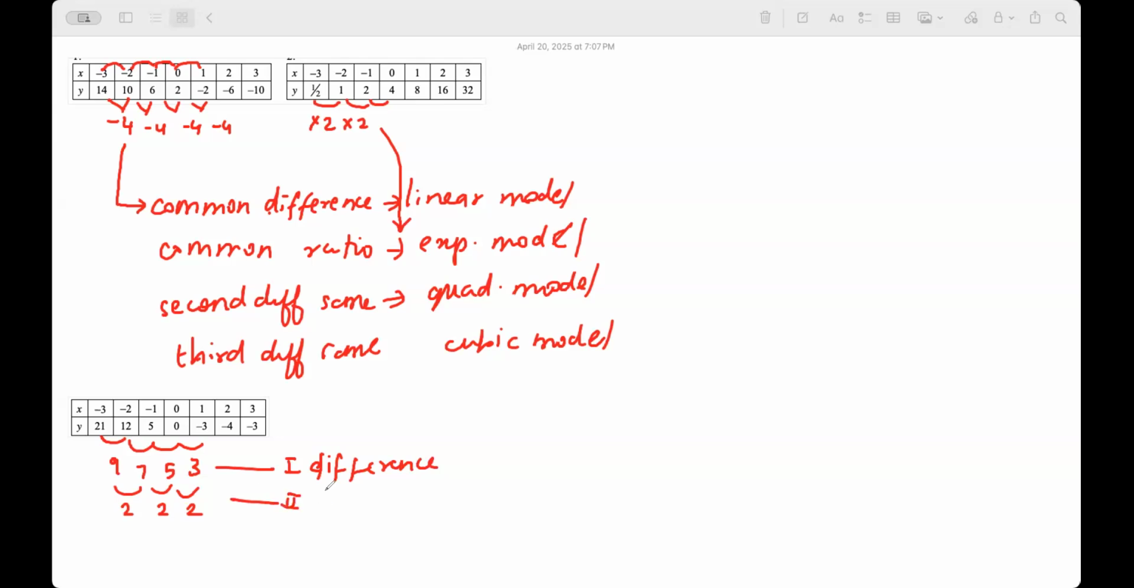This is the second difference. If the second difference is always the same, then the table represents a quadratic model. Any questions here?